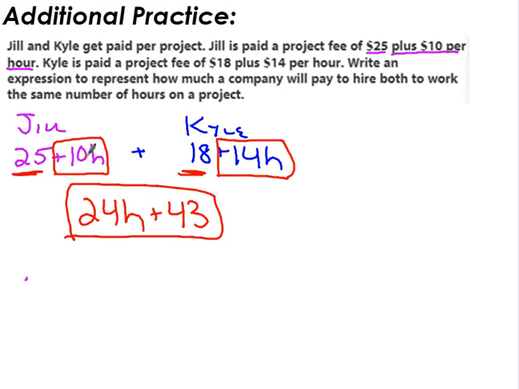So we're combining our variables together and combining our constants together, the values without the variable. There's nothing else I can do. It just depends, because now I have to know how many hours they work in order to simplify this.